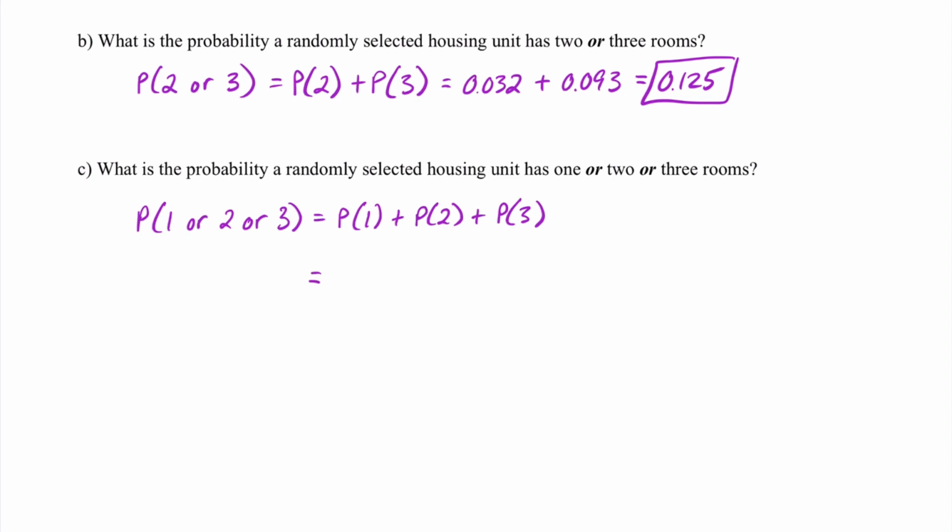Again, pulling from the table, the probability that a randomly selected house has 1 bedroom is 0.010. And then again, as we did previously, the probability of 2 rooms would be 0.032, and the probability of 3 rooms would be 0.093. If we add all those probabilities up, we end up with a total of 0.135, and that would be the probability of having 1 or 2 or 3 rooms upon our random selection.